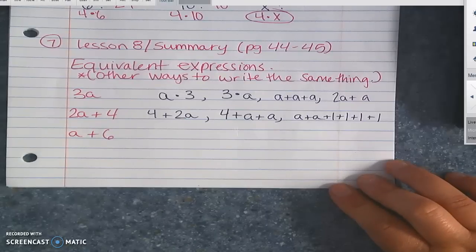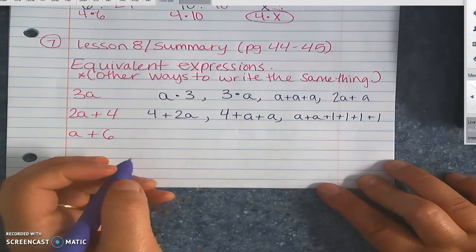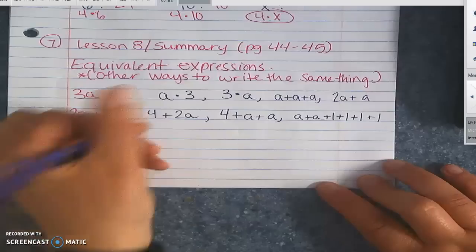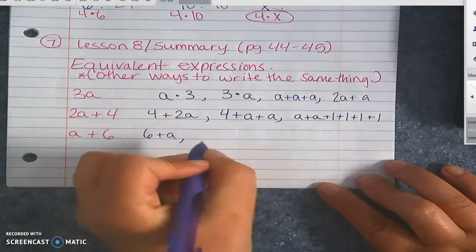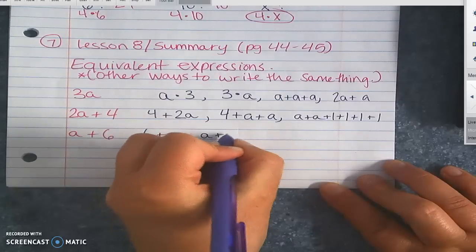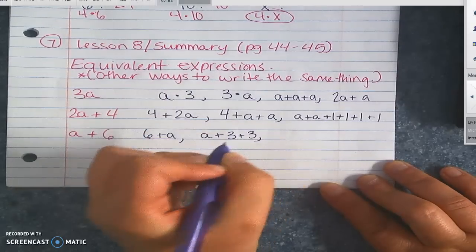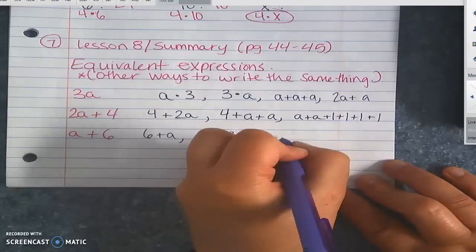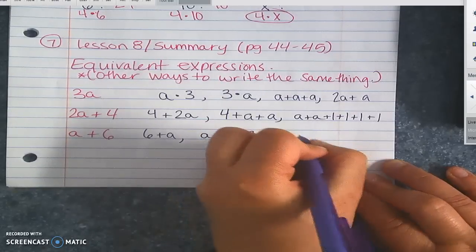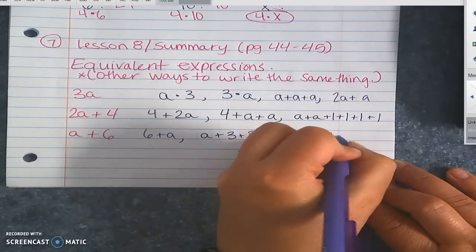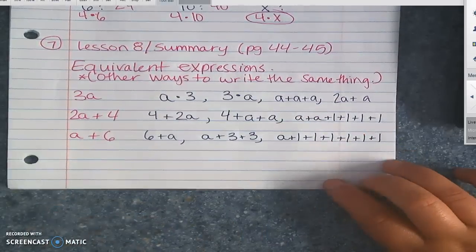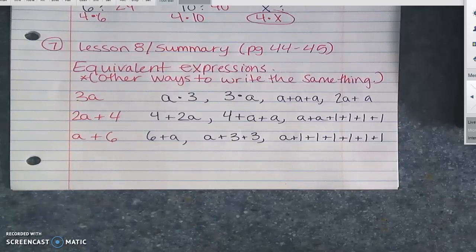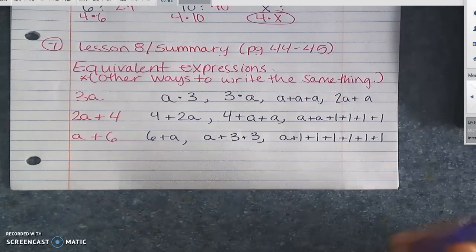And then my last one, a plus 6. I can switch my order around and do 6 plus a. I could break up my 6 into 3 plus 3, so a plus 3 plus 3. I could write it the really long way, 1 group of a plus 6 ones. All right, please pause to write all that down.